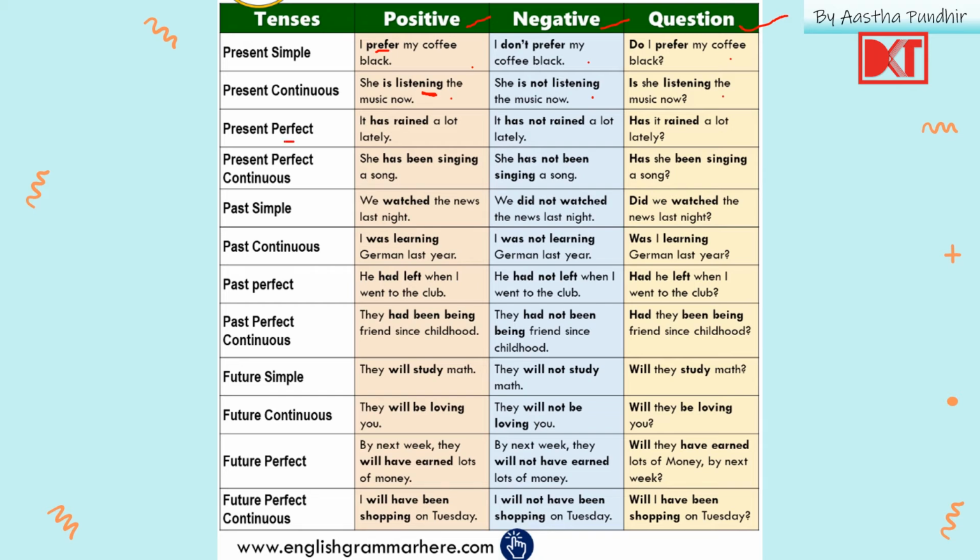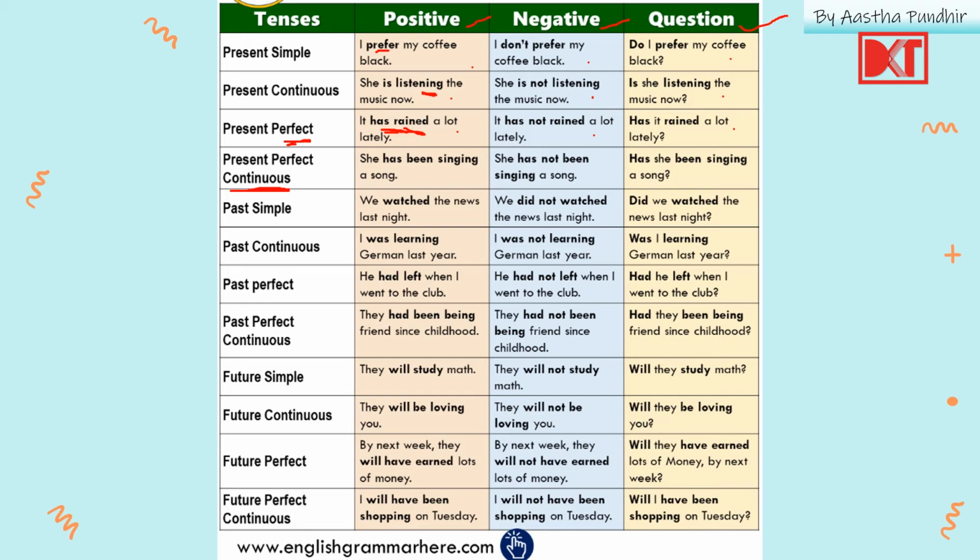For present perfect, again we have V3 and has rained. It has rained a lot lately. It has not rained a lot lately. Has it rained a lot lately? Then for present perfect continuous, again we have the ing form but with has been.